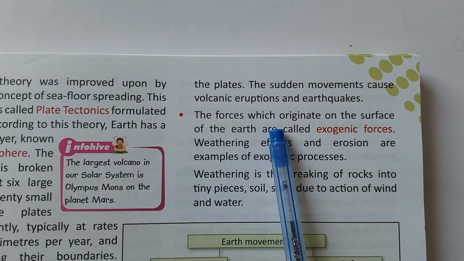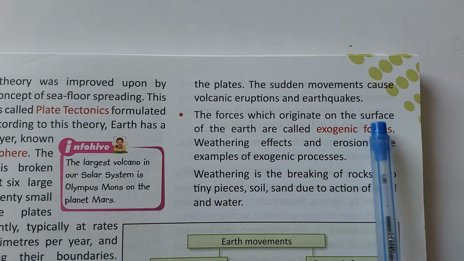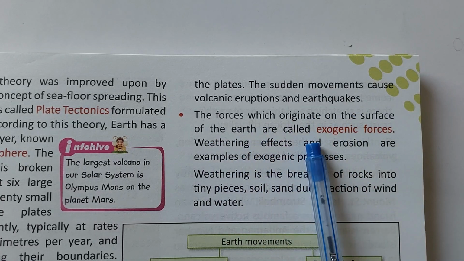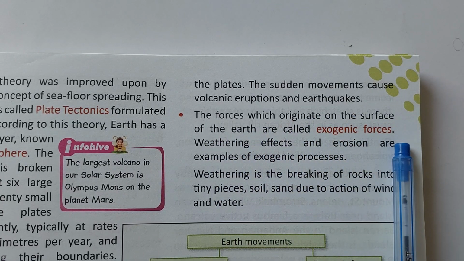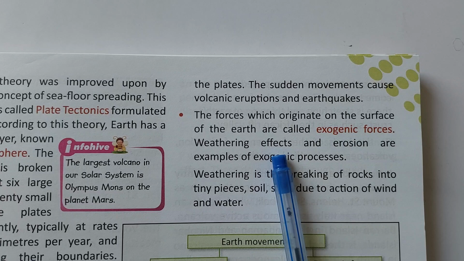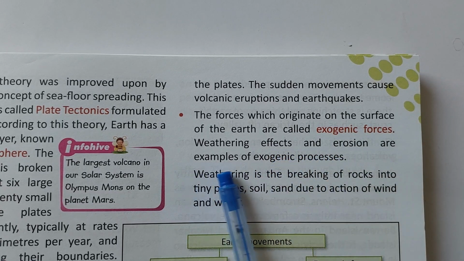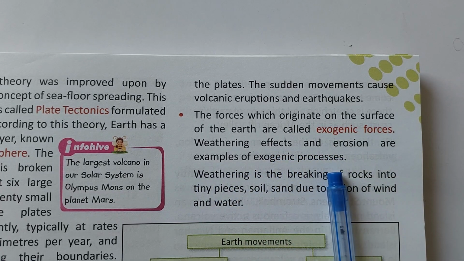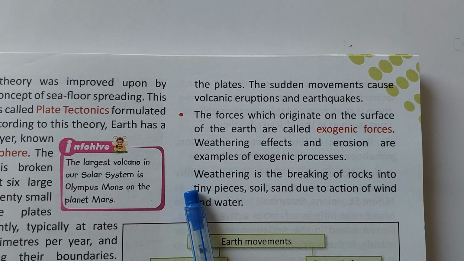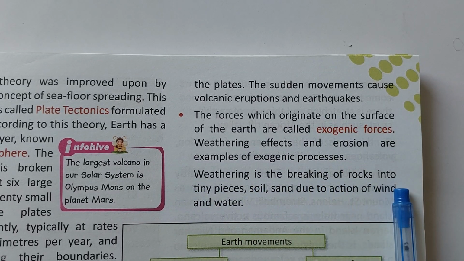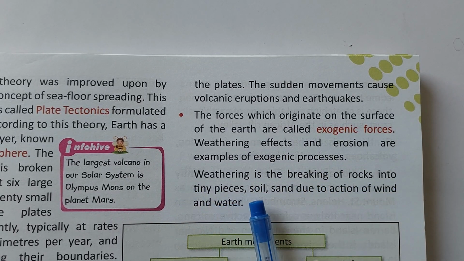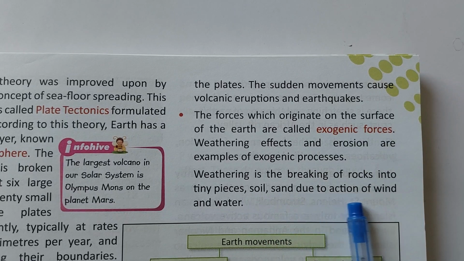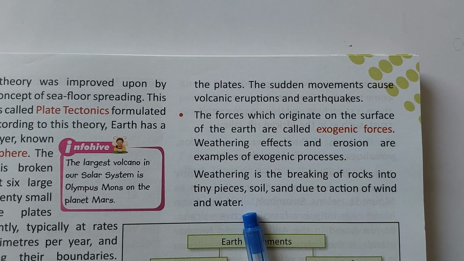The forces which originate on the surface of the earth are called exogenic forces. Weathering effects and erosion are examples of exogenic forces. Weathering is the breaking of rocks into tiny pieces, soil, sand, due to action of wind and water.